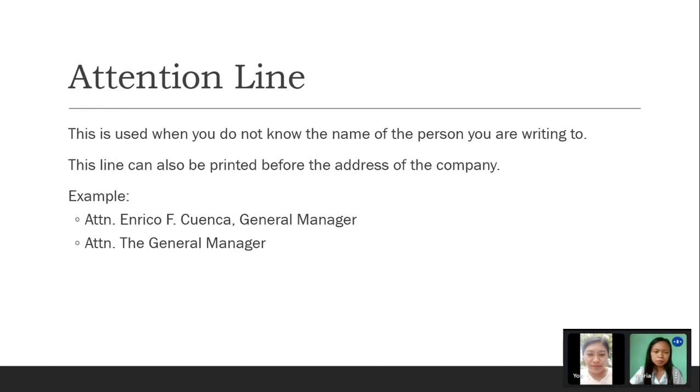Next. Attention line. This is used when you do not know the name of the person you are writing to. This line can also be before the address of the company. Example: attention to Enrico F. Cuenca, General Manager, or attention line, the General Manager.